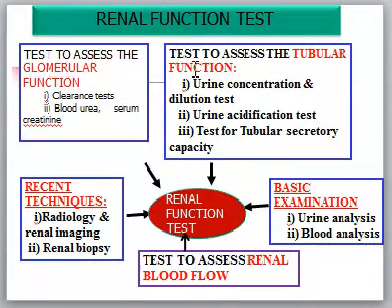On the other hand, there is the test to assess the tubular functions. Here there is the urine concentration and dilution test, the urine acidification test, and the test for tubular secretory capacity. These tests are done entirely with urine, and the glomerular function is assessed by the blood. So now I hope you understand why we take both blood and urine. The blood is mainly for checking the glomerular function, and the urine for checking the tubular functions.